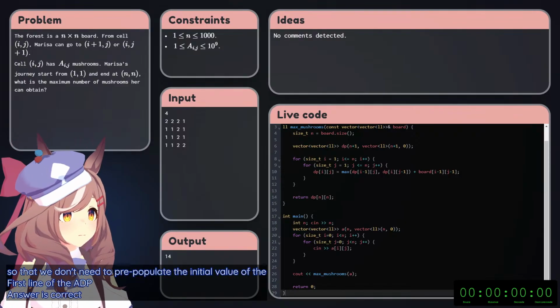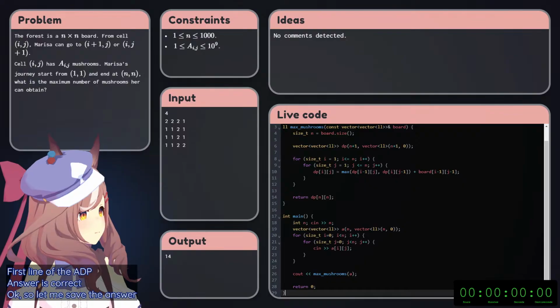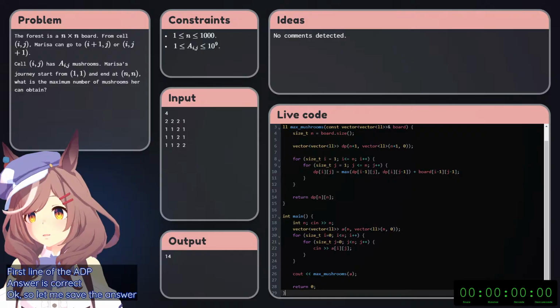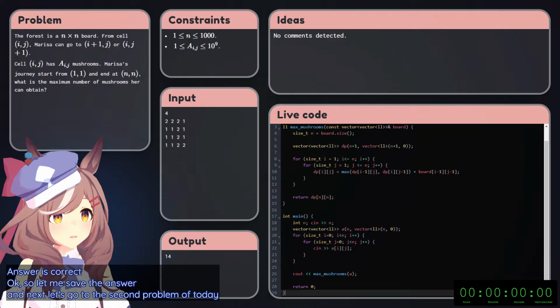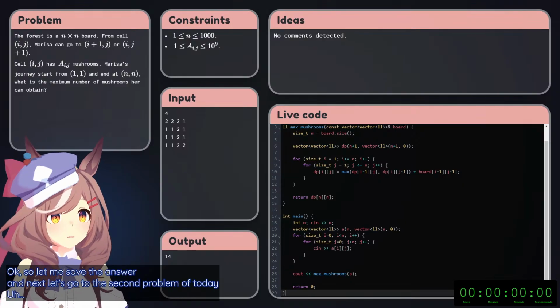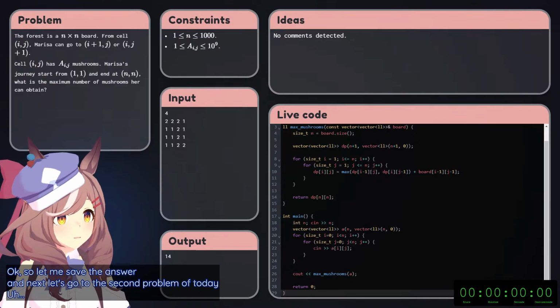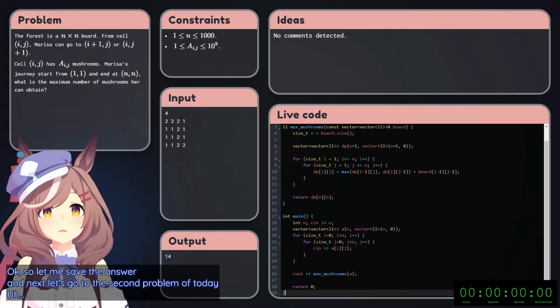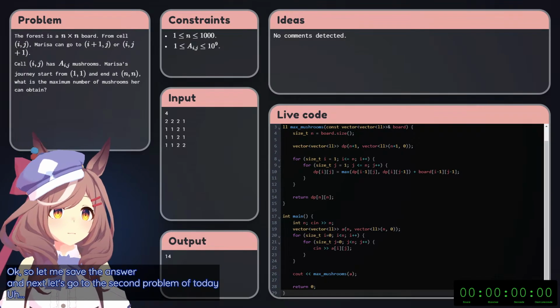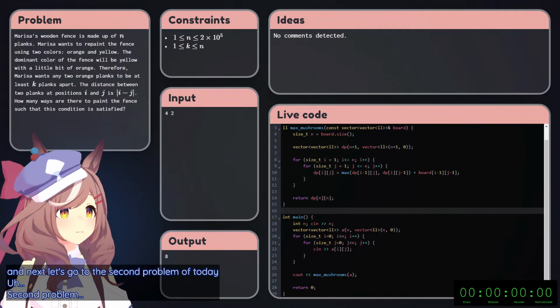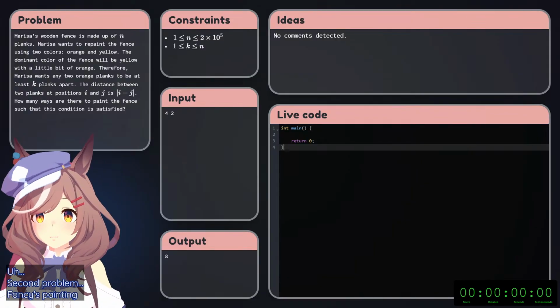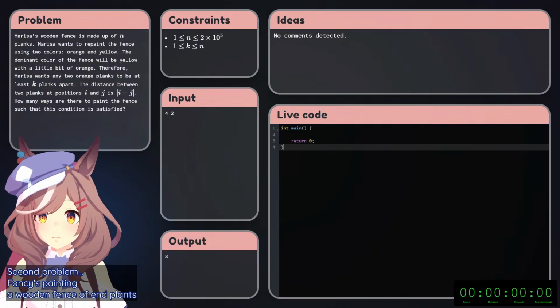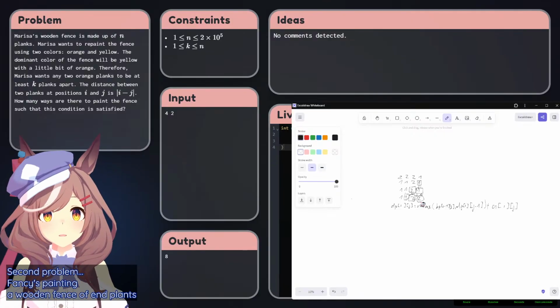Okay, so let me save the answer. And next, let's go to the second problem of today. Fences painting. So we have a wooden fence of N planks. Marisa wants to repaint the fence using two colors, orange and yellow.